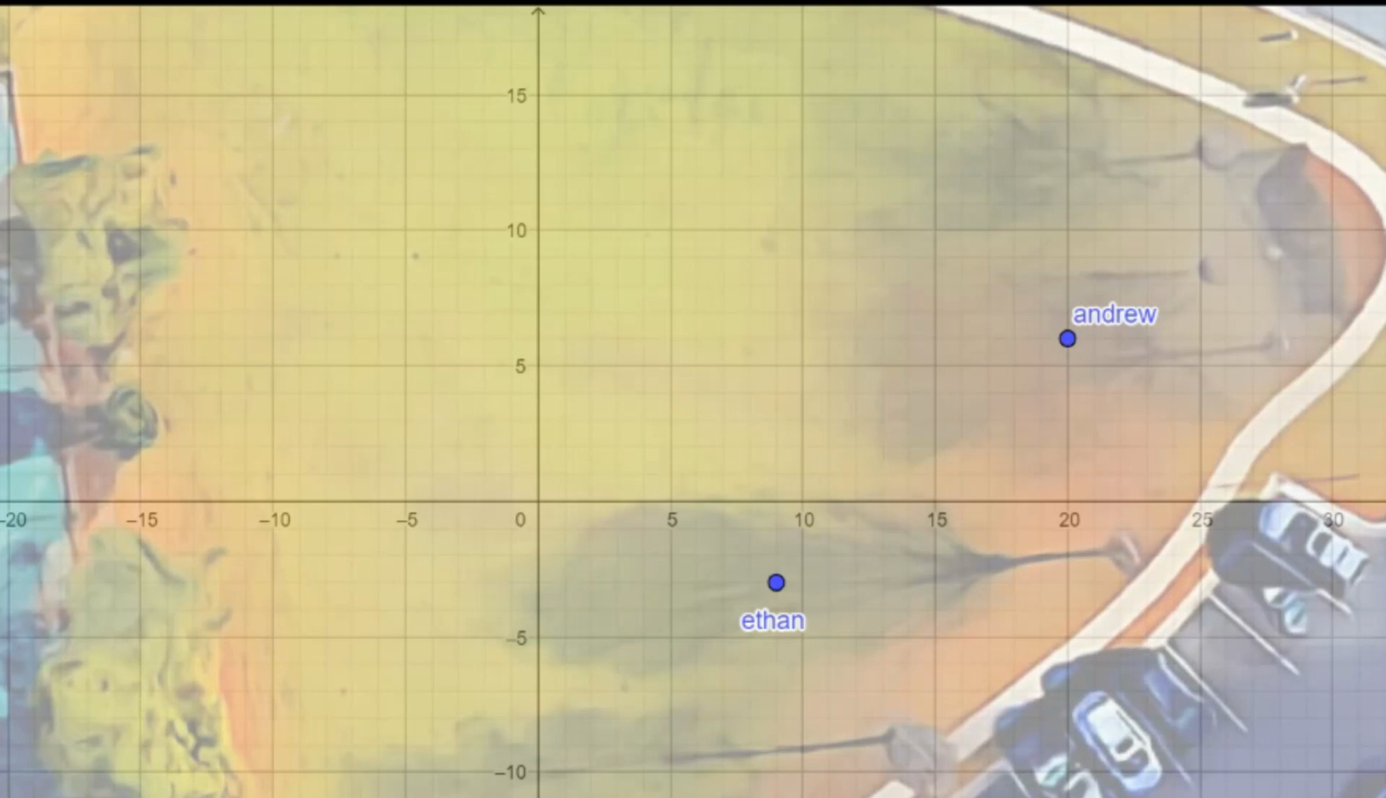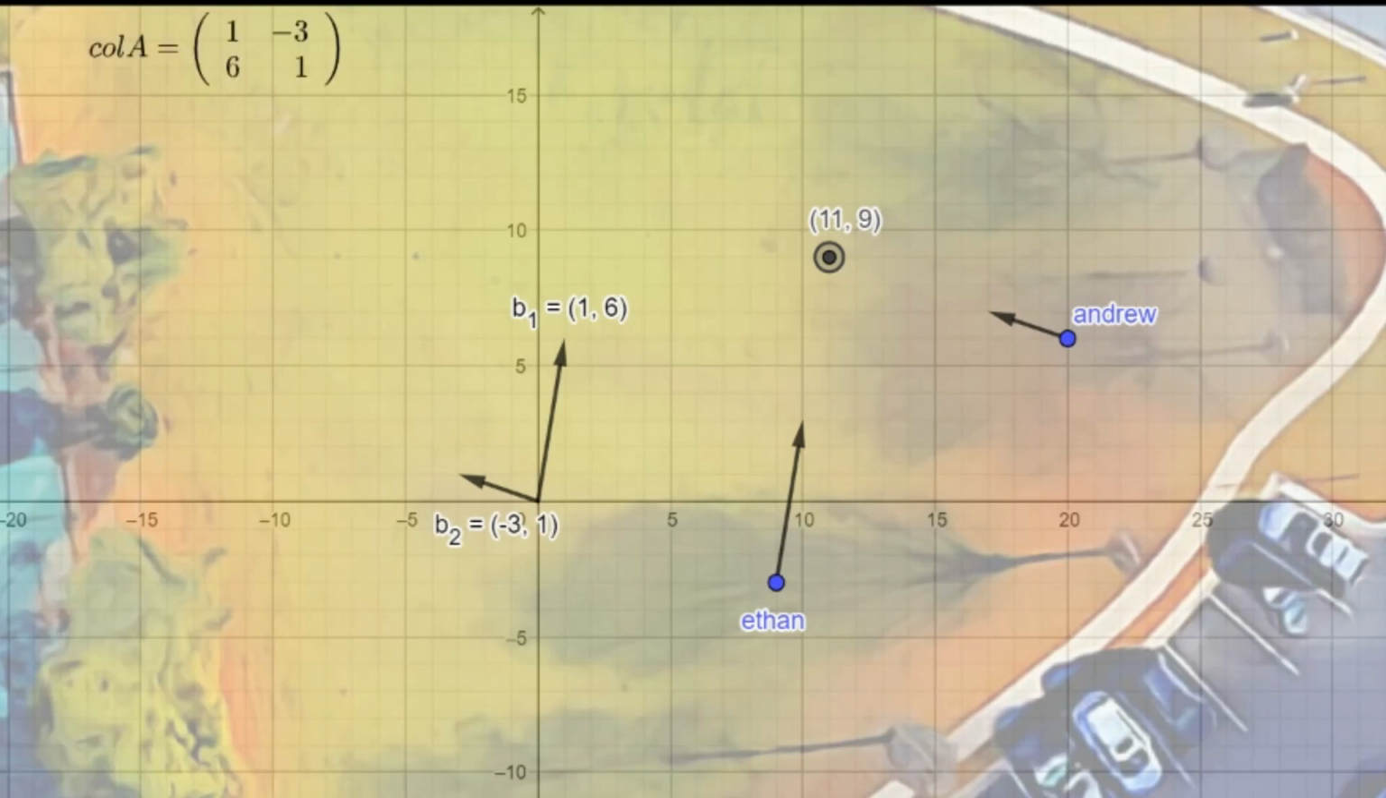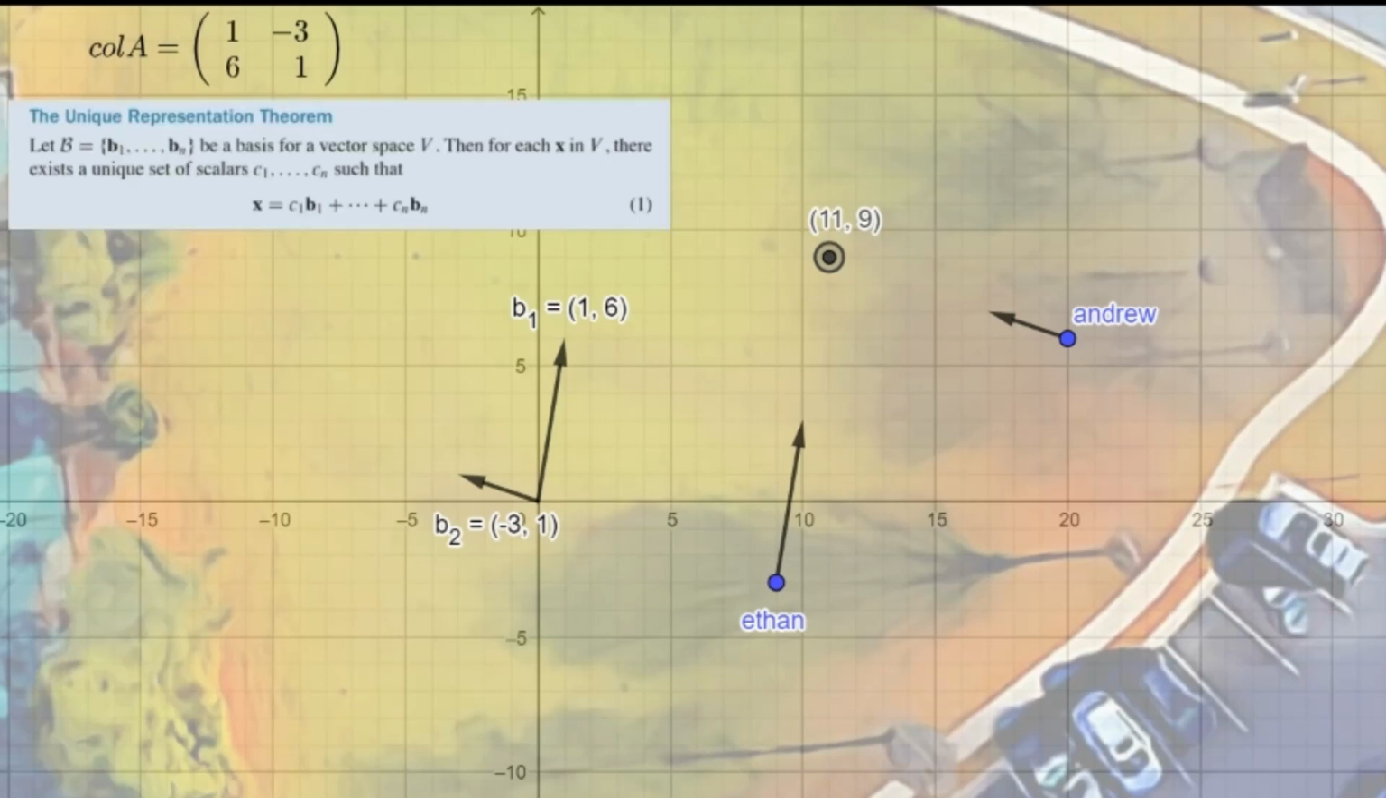In this shot, Andrew and I were standing at different locations with a fixed trajectory of our objects, with the goal of hitting them at (11, 9). Our trajectory vectors can be placed on the origin as vectors b1 and b2, which form the basis for the column space of A. Using the unique representation theorem, we know that we should find a unique linear combination of our basis vectors to get to our point of collision.